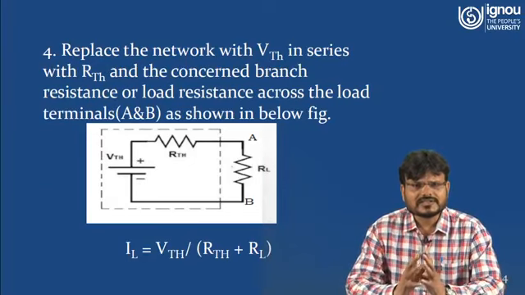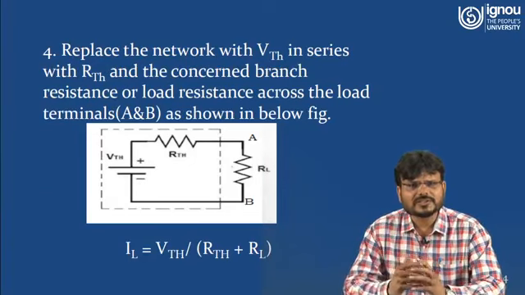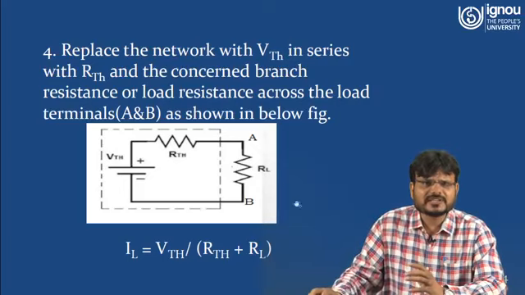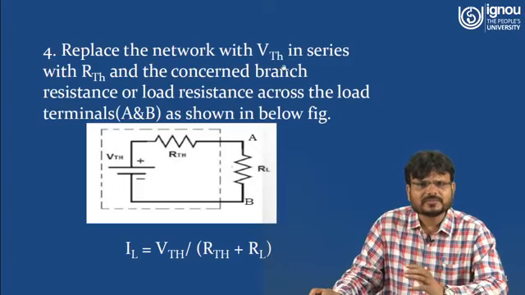So the next and last step, after calculating the VTH and RTH, is to replace the whole network with the Thevenin voltage VTH in series with the resistance RTH and the concerned branch resistance, that is the load resistance, in this way. Here you can notice this voltage is VTH and this resistance RTH is connected in series, and this one is the load resistance.